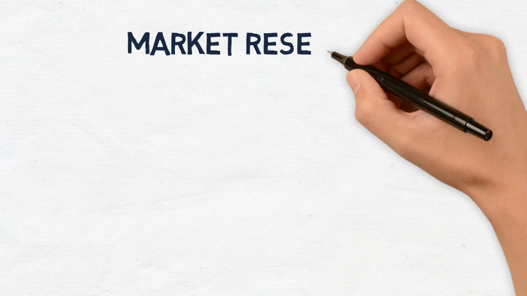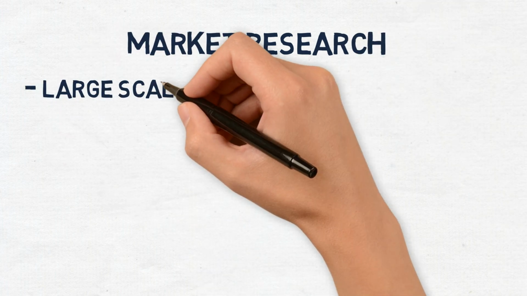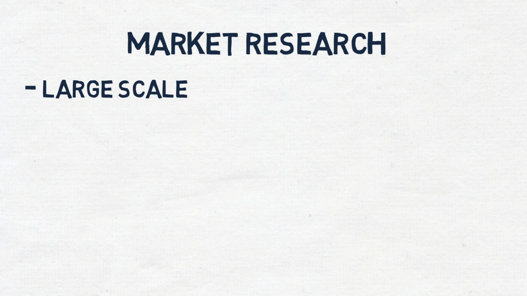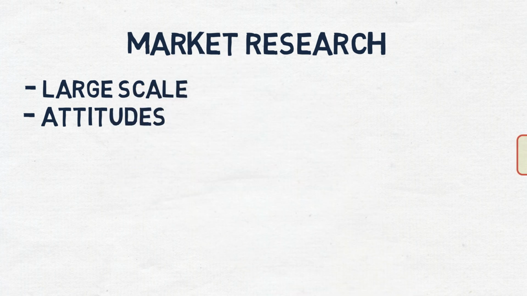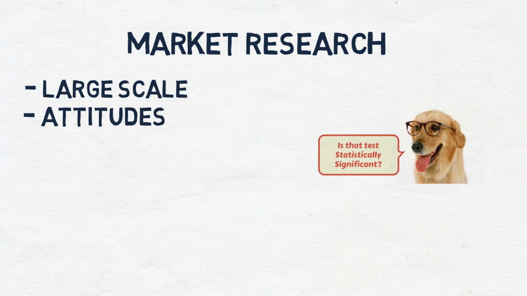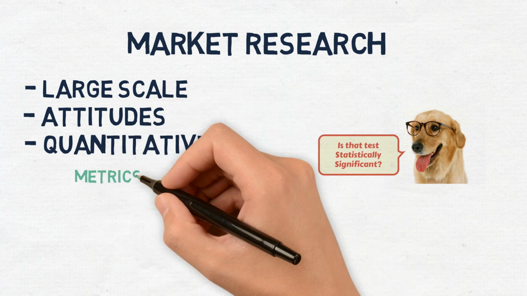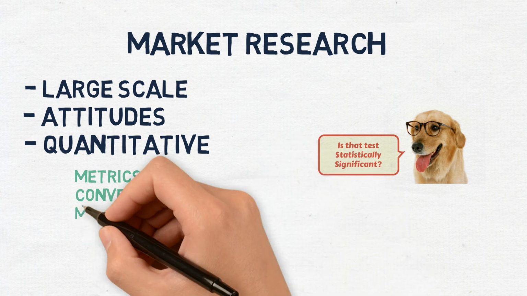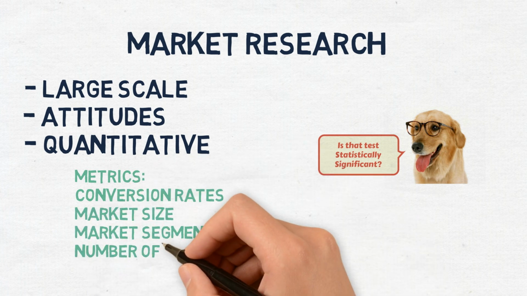To recap, market research is conducted at a much larger scale than user research. Typically, you'll survey a large sample in hopes of achieving statistical significance so you can make inferences about a large population. From this, you'll gather extremely broad insights. Market research measures attitudes towards a specific topic. It's quantitative since you're constantly determining the significance of your sample. Some popular quantitative methods are looking at conversion rates, market size, market segmentation, number of visitors, types of visitors, etc.